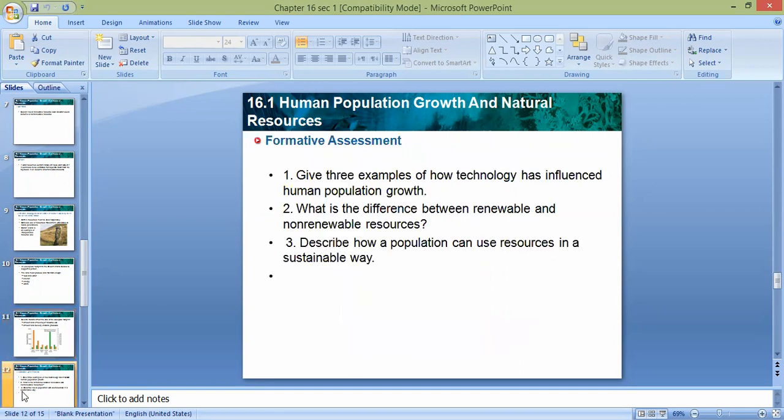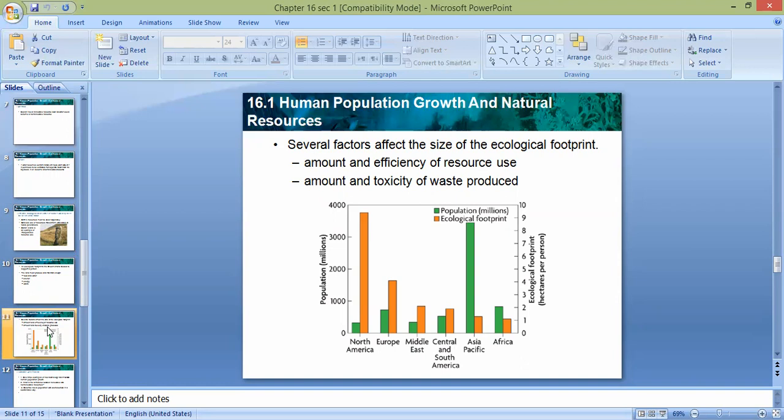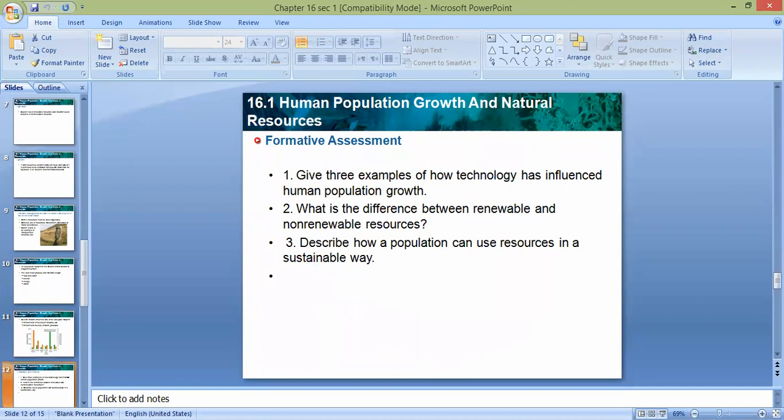So that you are using the resources more efficiently, several factors affect the size of the ecological footprint: the efficiency of resource use, and the amount and toxicity of waste produced. The more efficient you are in resource use, the smaller your ecological footprint. The less toxic your waste, the smaller your ecological footprint. Okay, guys, is this clear? Is this lesson clear? Any questions?